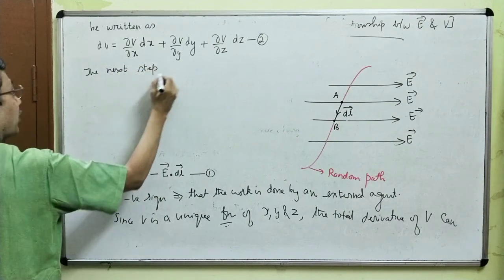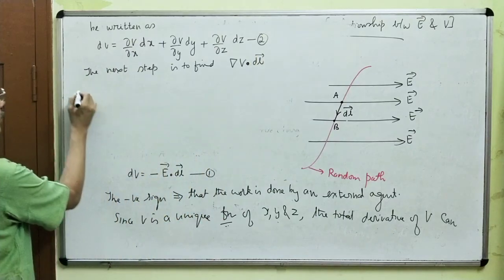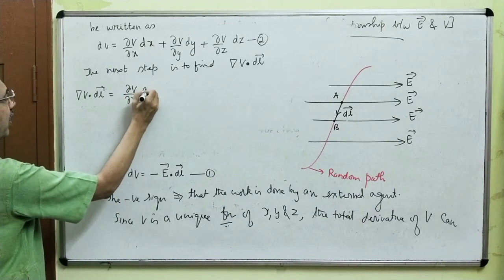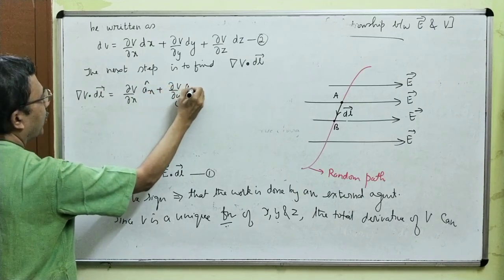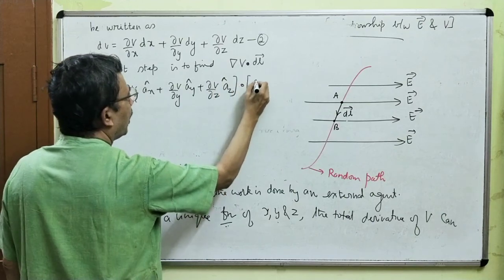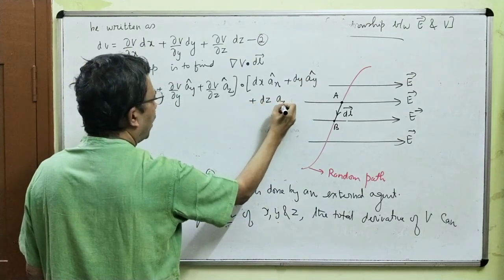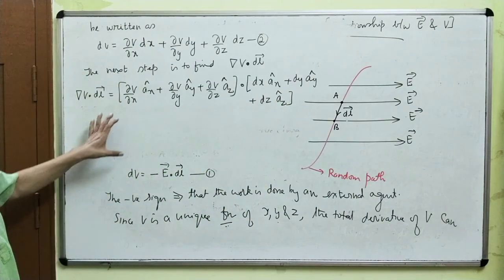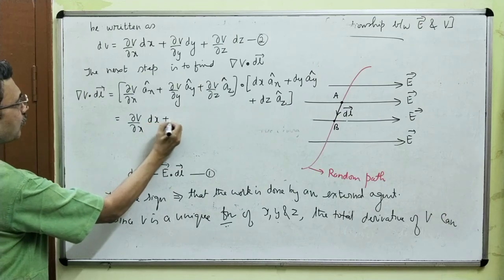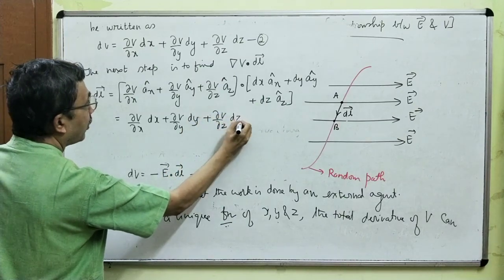Next step is to find gradient of V dot vector dl. Gradient of V dot vector dl is equal to what is gradient of V? It's a vector. Dou V by dou x into ax cap plus dou V by dou y into ay cap plus dou V by dou z into az cap dot. What is vector dl? It is nothing but dx into ax cap plus dy into ay cap plus dz into az cap. Multiply the coefficients of ax cap, ay cap and az cap and add them. The result is dou V by dou x into dx plus dou V by dou y into dy plus dou V by dou z into dz. This is equation 3.